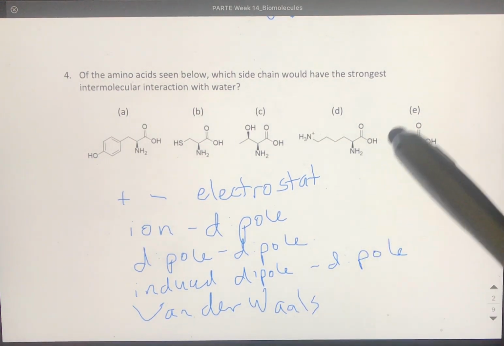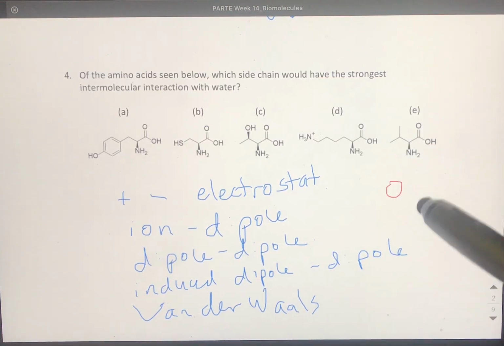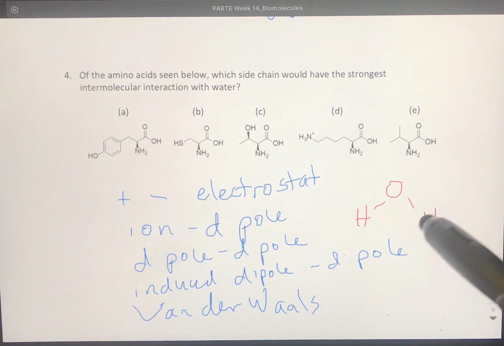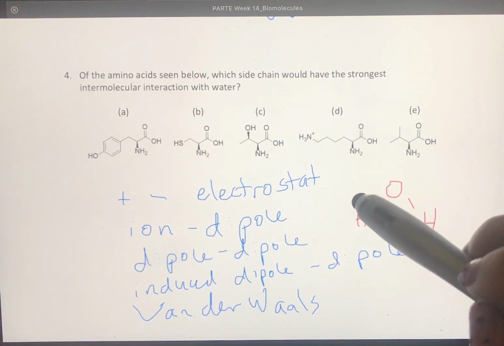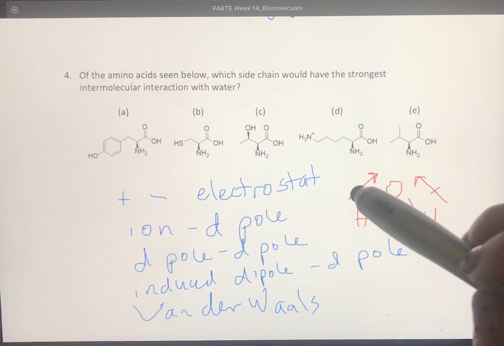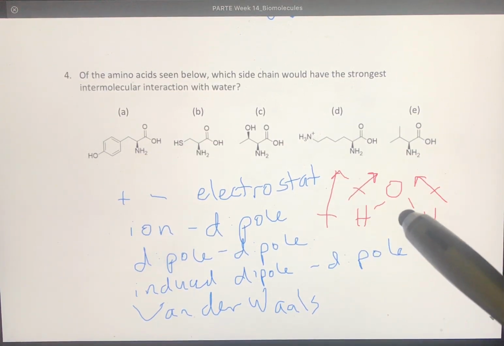Okay, so water, we know, isn't charged because it's not an ion, but it does have a dipole because of these two bonds. So the net dipole is like this.